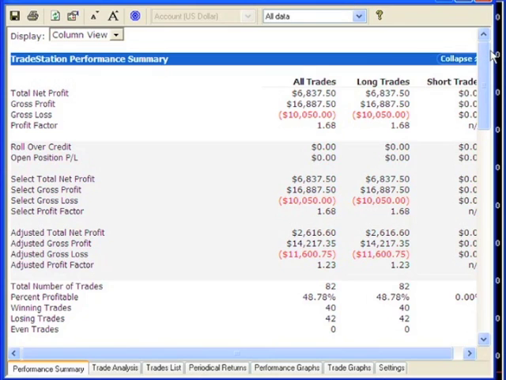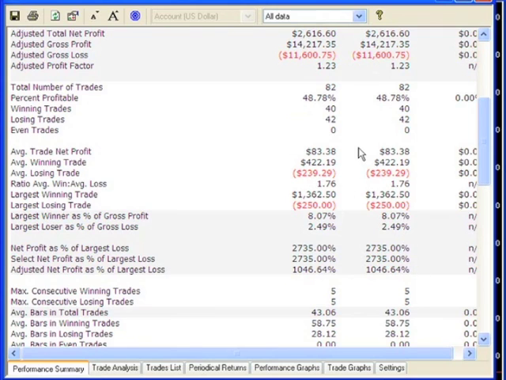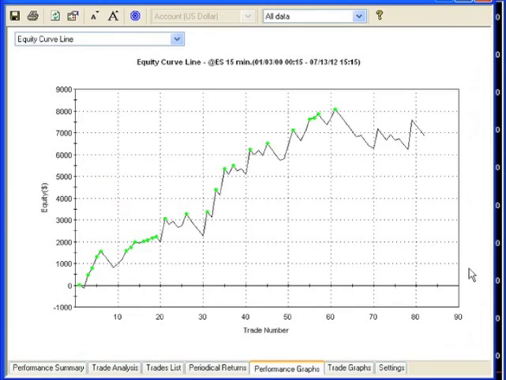It's not a great system. It does a 1.6 profit factor. It makes $6,000. It does that in 82 trades, and it's averaging about $83 per trade. Of course, this doesn't include commissions or slippage. The performance graph looks something like this.